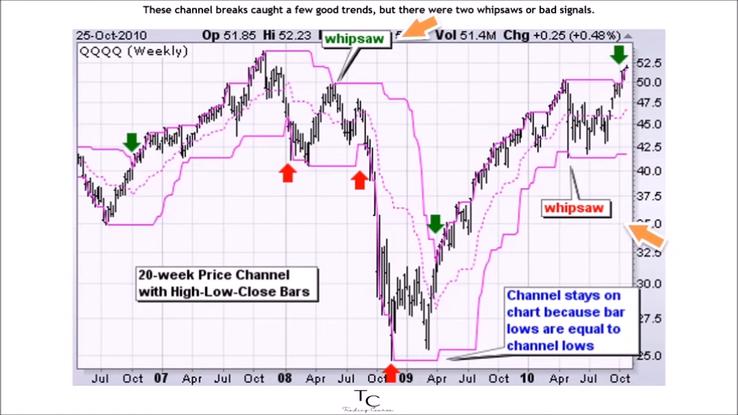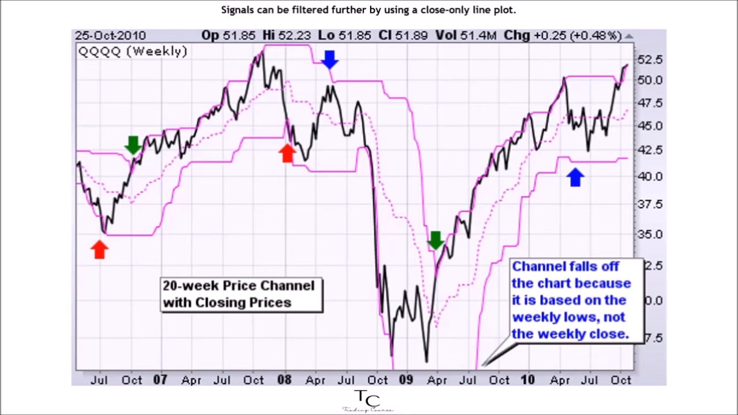These channel breaks caught a few good trends, but there were 2 whipsaws or bad signals. Indicator signals are not perfect and there will be whipsaws. It is just part of the game. Signals can be filtered further by using a close-only line plot.